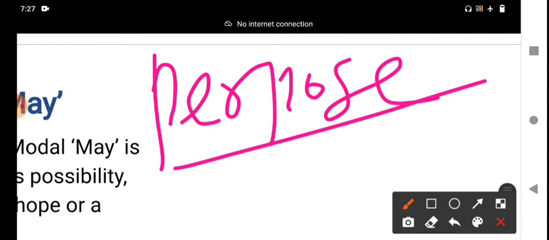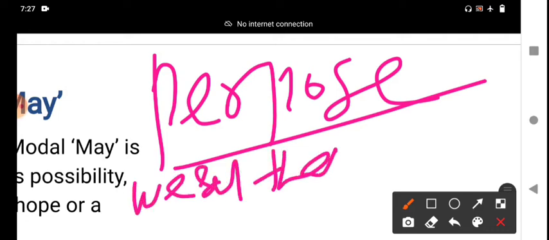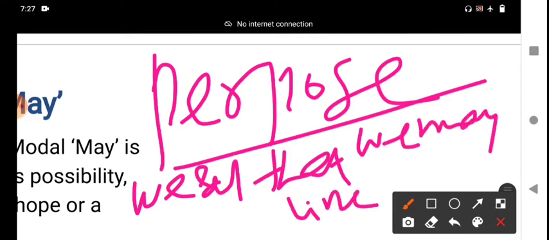For example, we eat that we may live. L-I-V-E, live, not a live. We eat that we may live. Because we are eating, that we may live. That is the purpose of the sentence. Purpose may be expressed with the modal verb may.